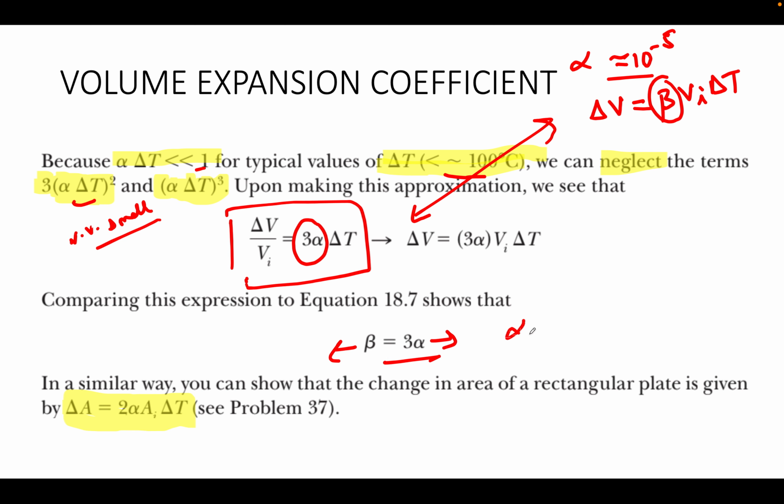So if you know the alpha for a steel substance, how it will react to heat, then you can easily say that if we are talking about the whole volume, beta will be 3 times alpha, like this.